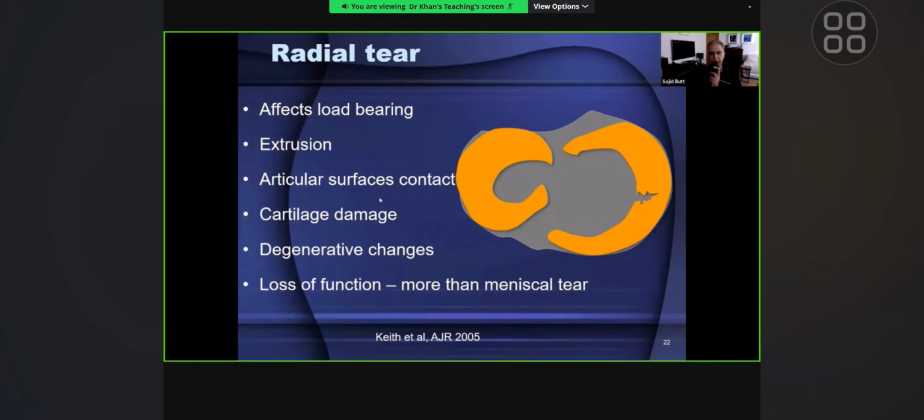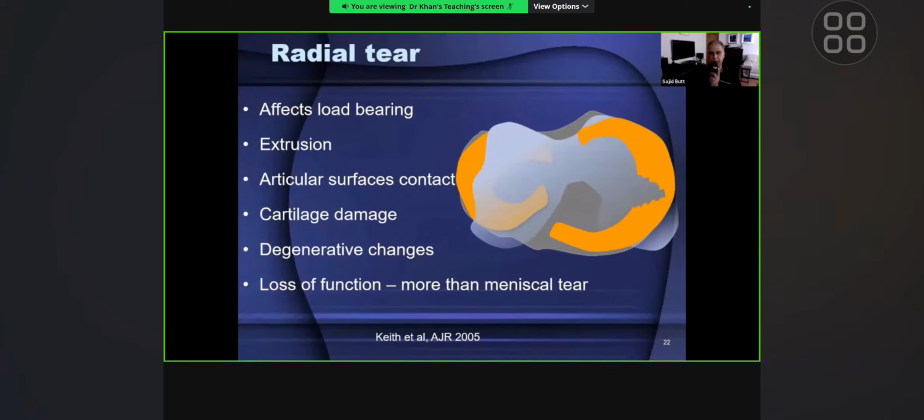It can result in articular surfaces getting in contact with each other because the tear is happening at the area of the meniscus where the bones are quite close to each other. It tends to result in cartilage damage at the adjacent surfaces, and there is a degenerative change present in the knee joint. These tears are small in size, but they can be surprisingly symptomatic. So it is important to see them, these small radial tears.